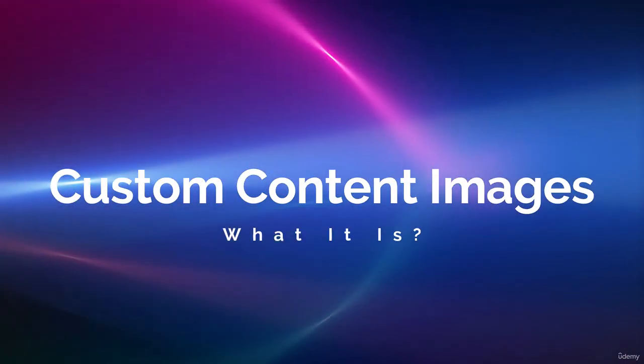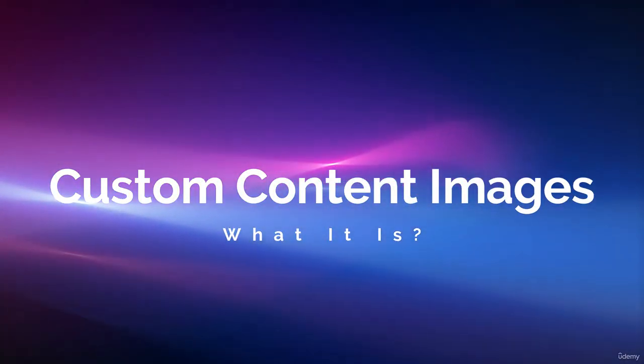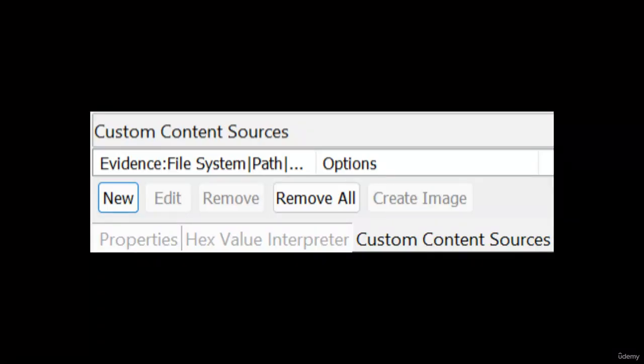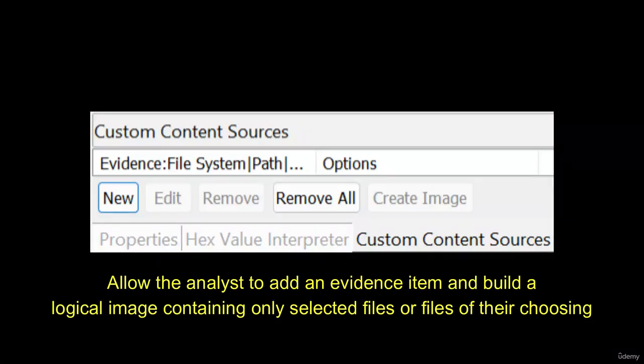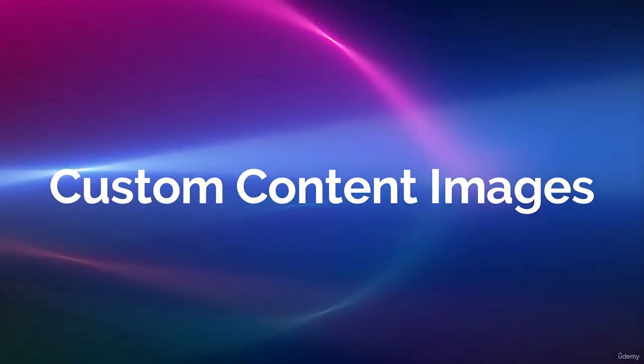So what are custom content images? CCI. Custom content images in FTK Imager allow the analyst to add an evidence item and build a logical image containing only selected files or files of their choosing. That is nothing but custom content images.